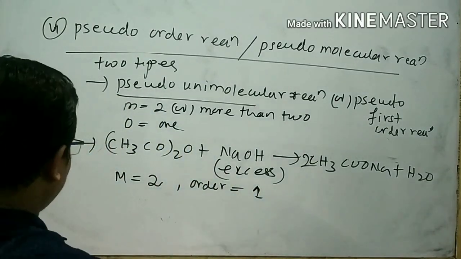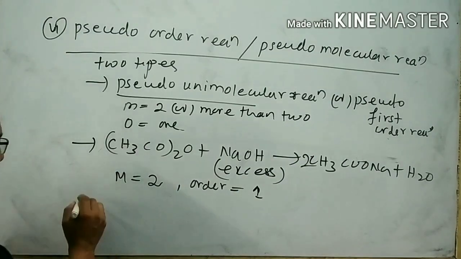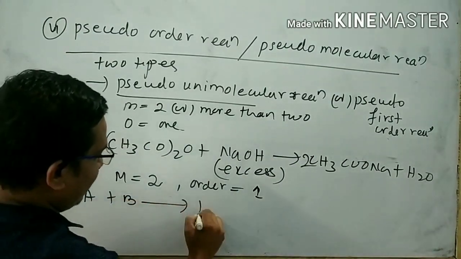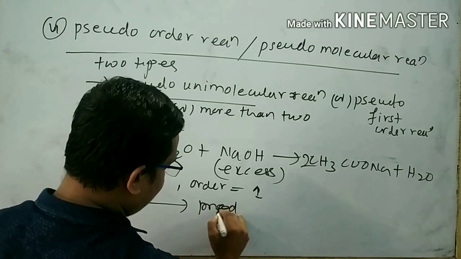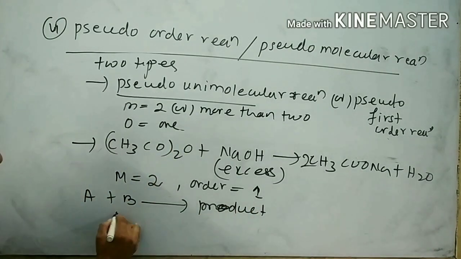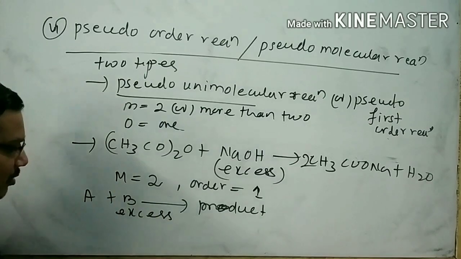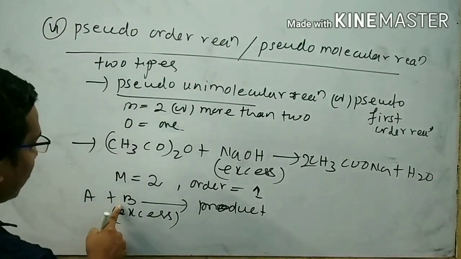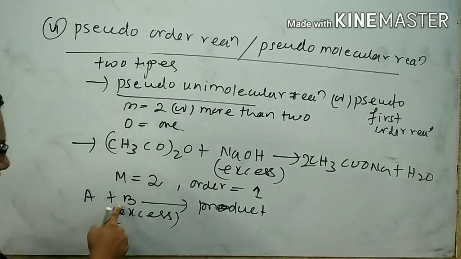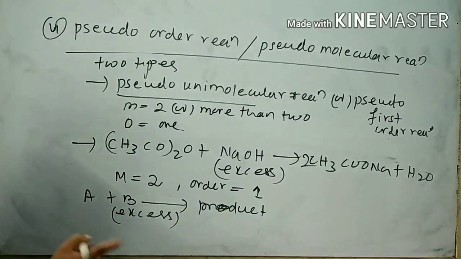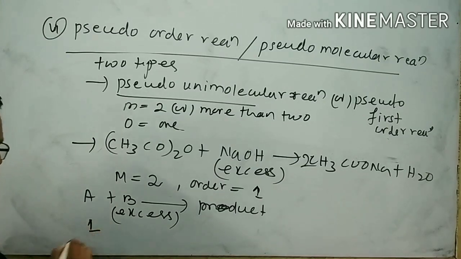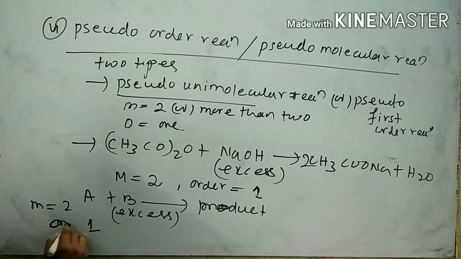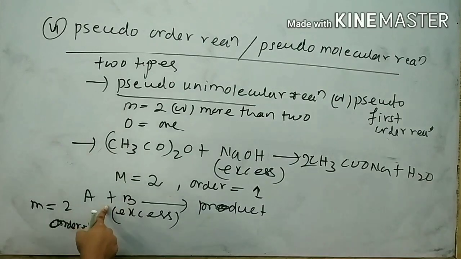Suppose I take a reaction in general, A plus B gives a product. Here B is taken in excess amount. Then look at that. This is a bimolecular reaction, and the actual order of reaction is 1. Your molecularity is 2, order of reaction is equal to 1. So this reaction belongs to a pseudo unimolecular reaction.